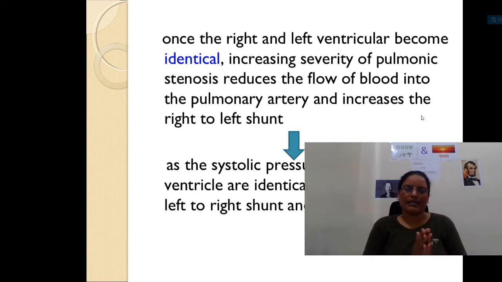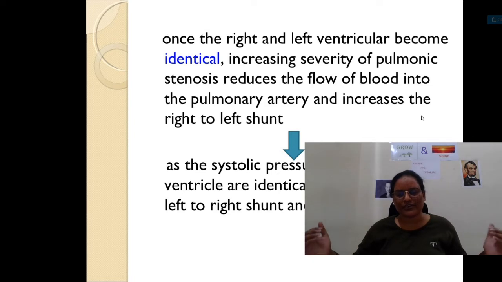Here what happened? The right ventricle does not give sufficient blood to the pulmonary artery, because the right ventricle finds it hard to give blood to the pulmonary artery because there is a stenosis. And here the right ventricle flows the blood into the aorta, and the aorta receives the blood from the right ventricle and left ventricle, and here mixed blood is collected. Then less flow of blood into the pulmonary artery and increased right to left shunting.